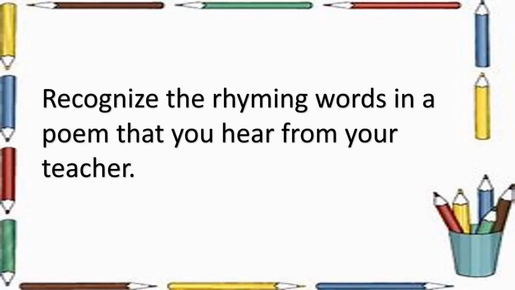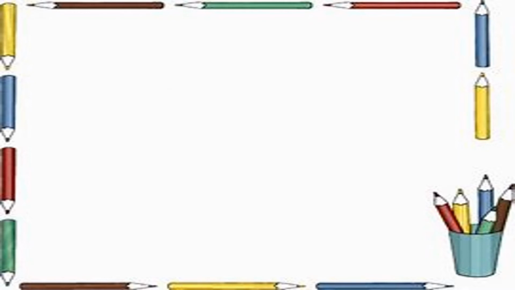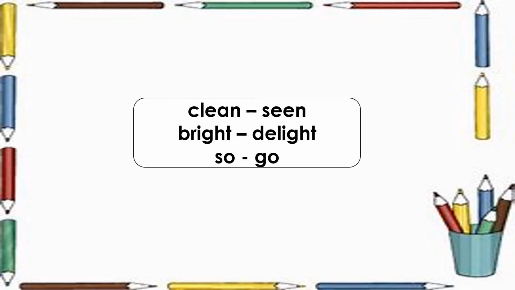So let's see if your answers are right. Let me now present to you the pairs of rhyming words present in our poem. So this is it now, mga ka-fam ko. We have clean and seen. We also have bright, delight. And we have so and go.